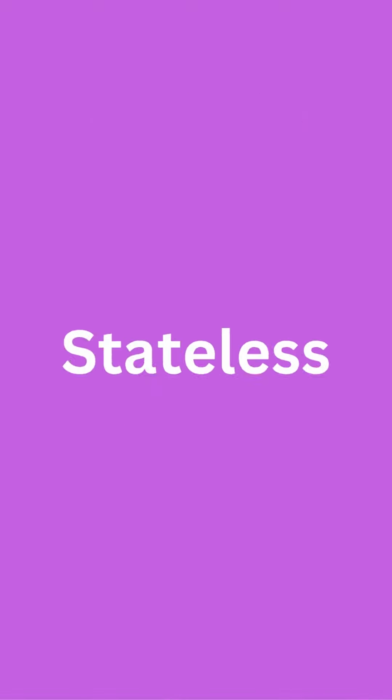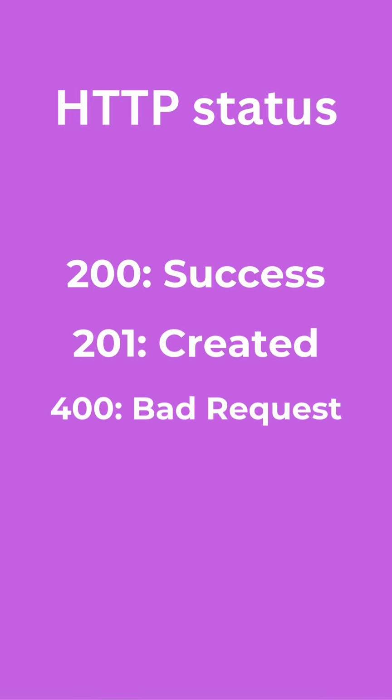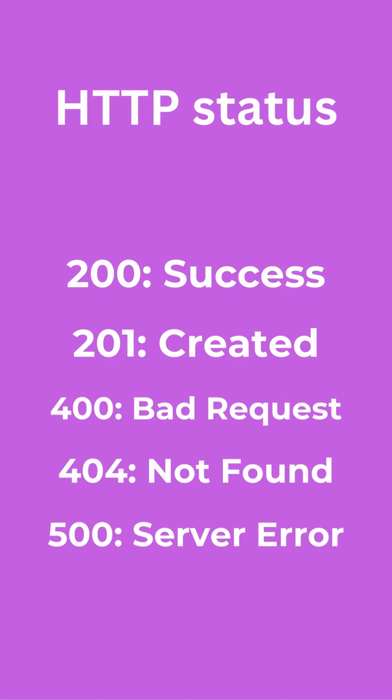Make your API stateless. Each request must carry all the information it needs to process. Respond with proper HTTP status codes. 200 for success, 201 for created, 400 for bad request, 404 for not found, and 500 for server errors. Version your API to ensure backward compatibility, like v1/users.